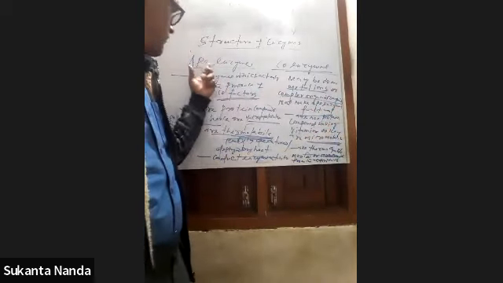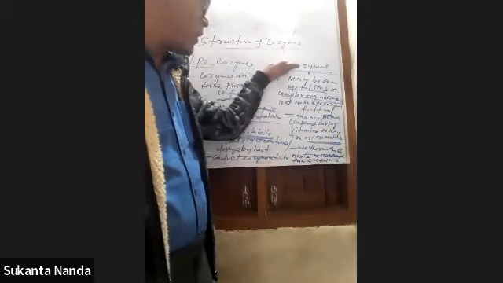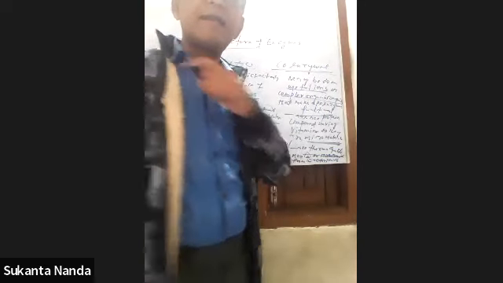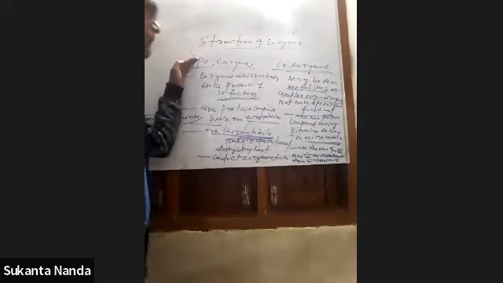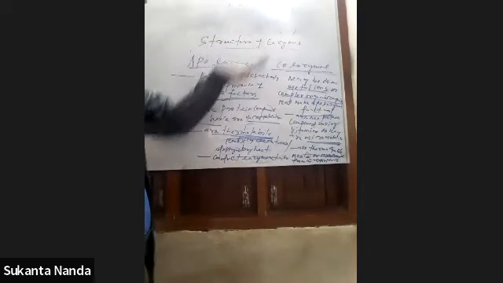Apoenzymes always conduct activities, but coenzymes mold activities or remove from the activities. That's the difference between apoenzymes and coenzymes. Okay, students, so apoenzymes and coenzymes.